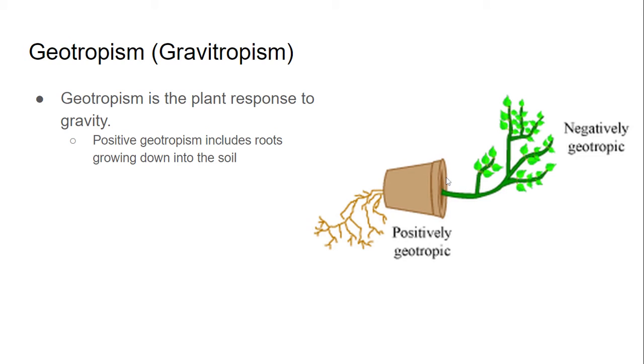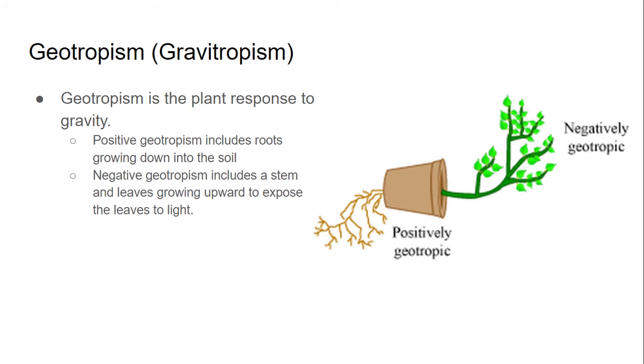Even if I set this plant on its side, the roots are instinctively going to grow down because generally down is where the water is, and that's what the sole purpose of roots is, to be able to pick up water and nutrients. On the other hand, we have negative geotropism, which more often than not includes the shoot systems, things like the stem and leaves, which are going to grow up, right? They need to grow up in order to expose the leaves to more light. And so that's why you have different parts of the plant that could be either positively or negatively geotropic.